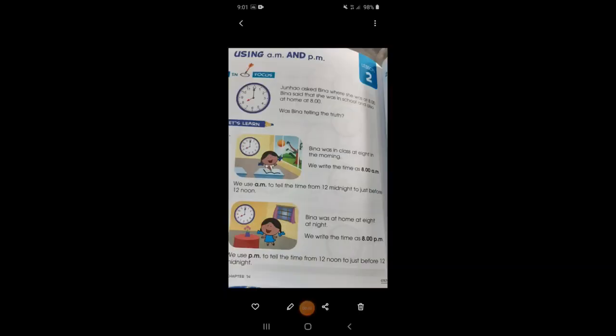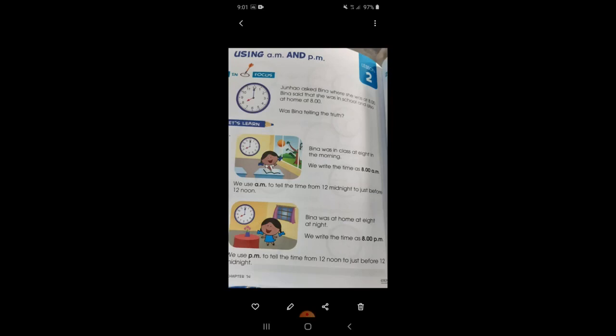Using AM and PM. Now students, I am going to solve one example for you. John asked Beena where she was at 8. Beena said she was in school and also at home at 8. The time is same, but one is in the morning and the other is in the night. So you can see Beena was at 8 in the morning in school. So we write the time as 8 AM.